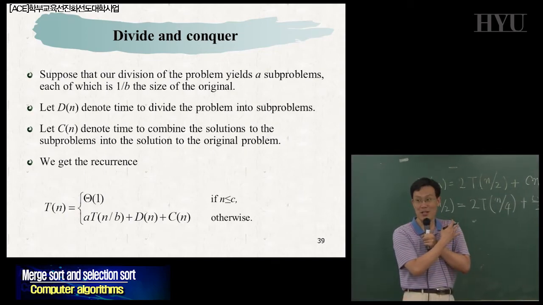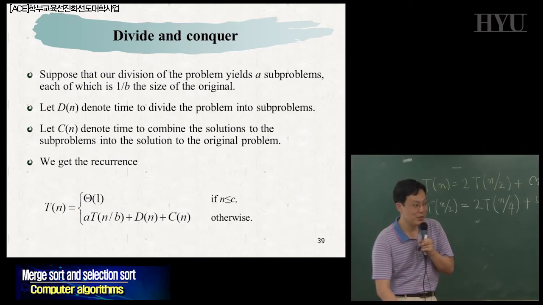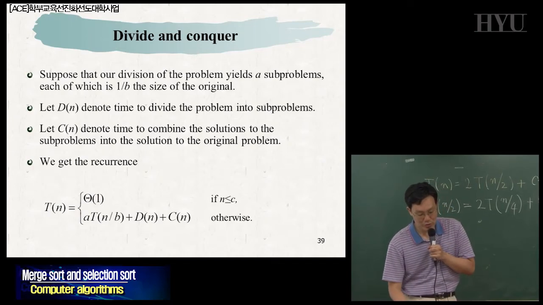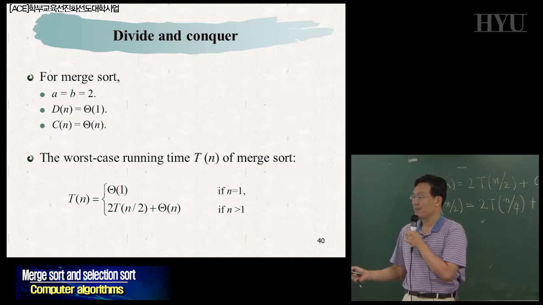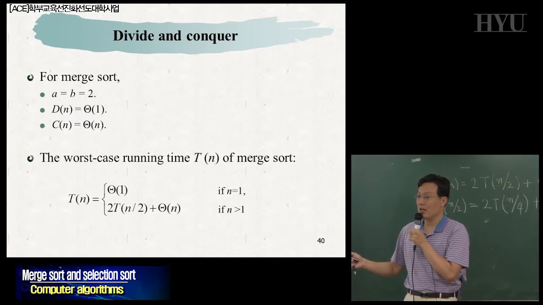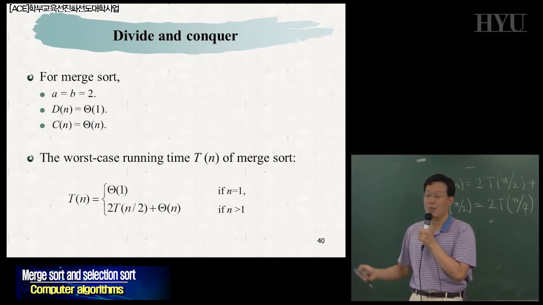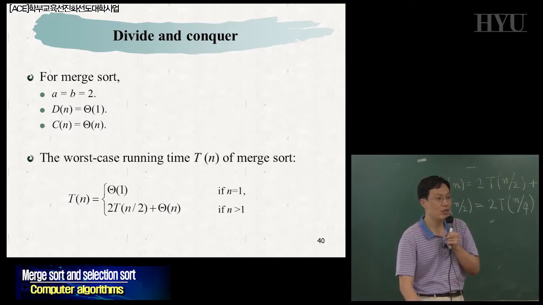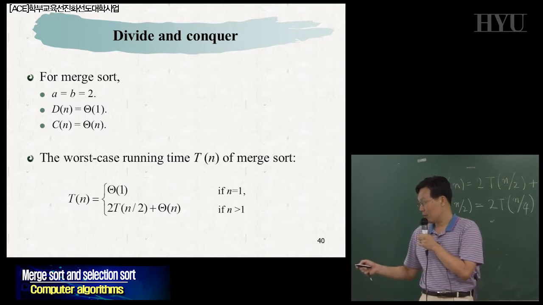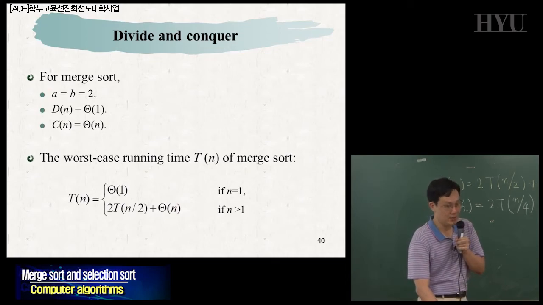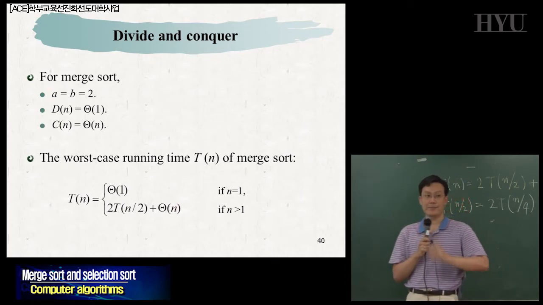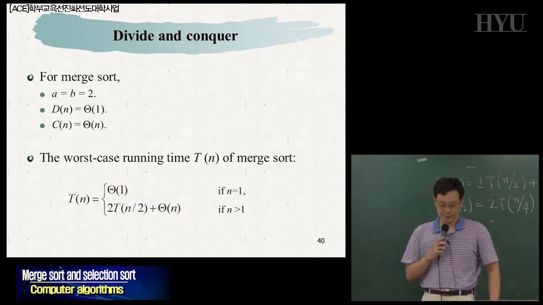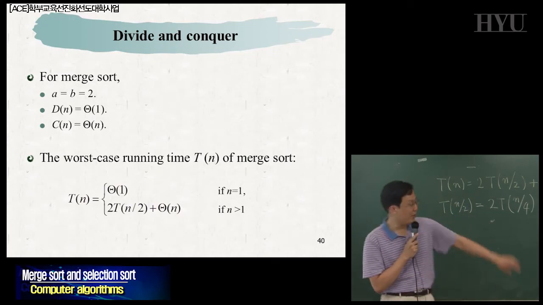In the merge sort case, a is 2, b is 2, so it is simplified like this. And the division time is constant, combination time is linear, so it is simplified like this. Okay, this is the revival of this.